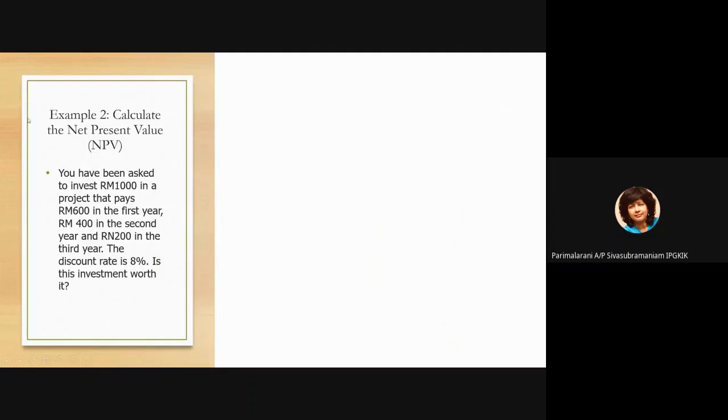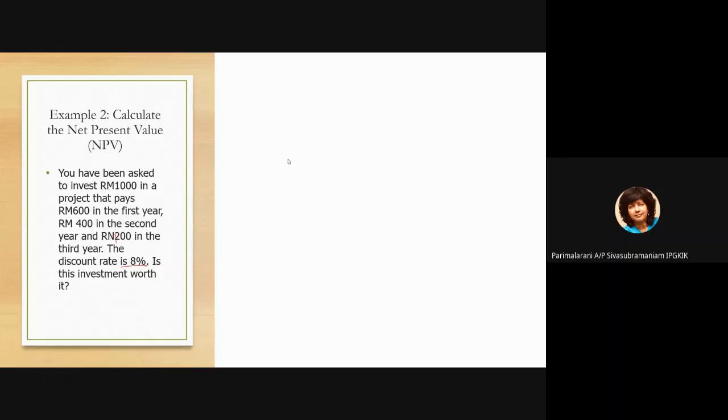Okay, example 2, calculate the net present value. You have been asked to invest 1,000 in a project that pays 600, 400 and 200 in the third year. Okay, first year 600, second year 400, third year 200. So how much do you get all in all in future? 1,200. Yes, so 1,200. So now you want to know whether it is worth it or not to get the 1,200. Okay, so they told you that the discount rate is 8%. So is this investment worth it?